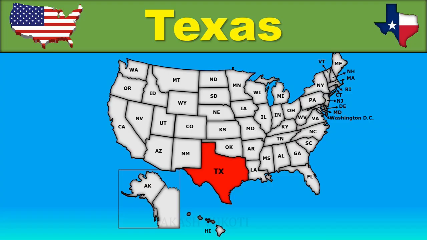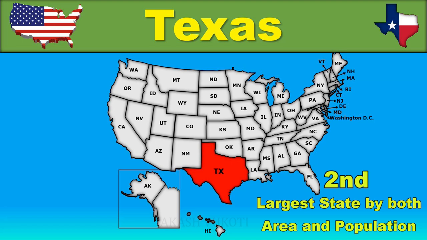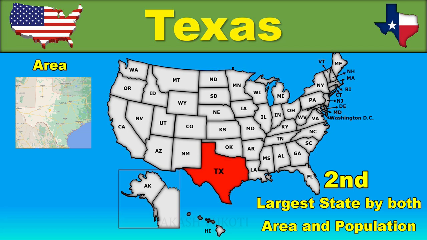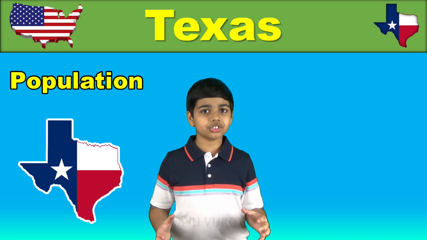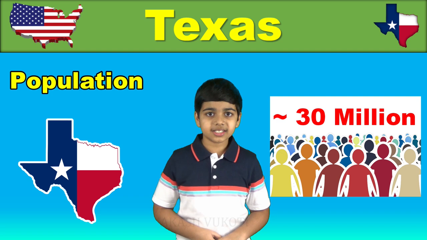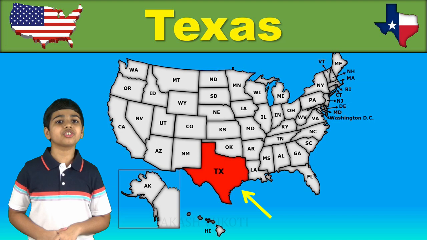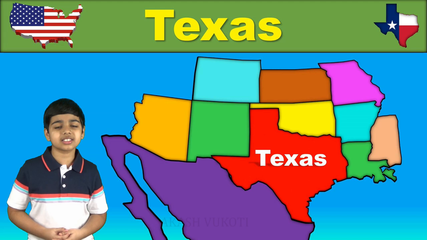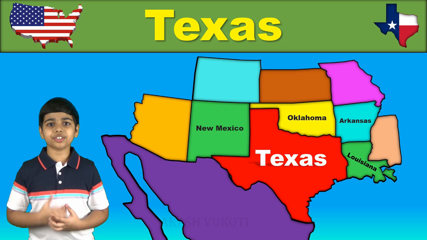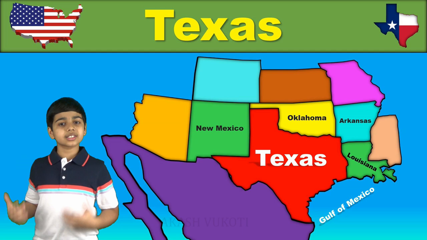And Texas is the second largest state, both by area and by population, in the United States. And Texas has a population of roughly 30 million people as per the 2020 estimate. Texas is located in the south central region of the United States, and it has four bordering states: Louisiana, Arkansas, Oklahoma, and New Mexico. Texas has the coastline with the Gulf of Mexico in the southeast, and it also borders Mexico in the southwestern regions.